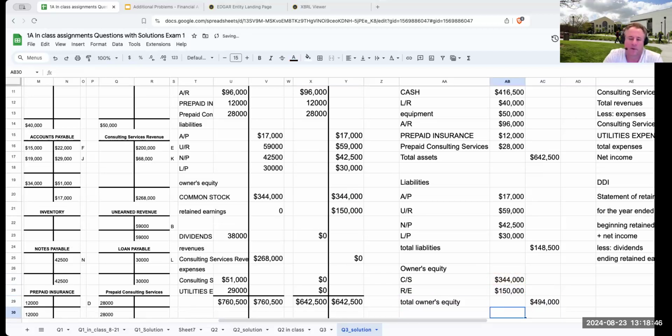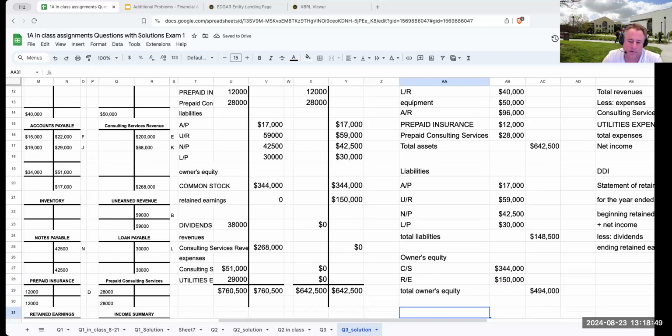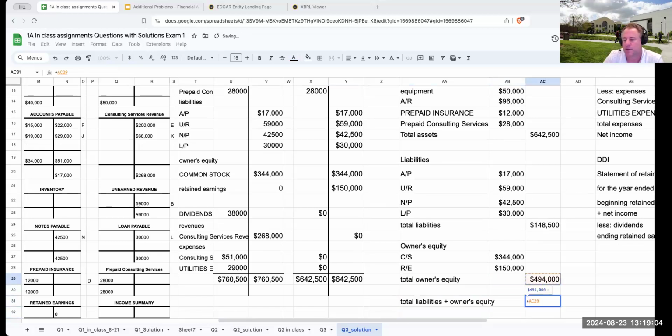Now, am I done? Well, I'm almost done. The last piece of the puzzle that I'm missing: total liabilities and owner's equity. This is going to be 148.5 and then 494 for a total of 642,500.